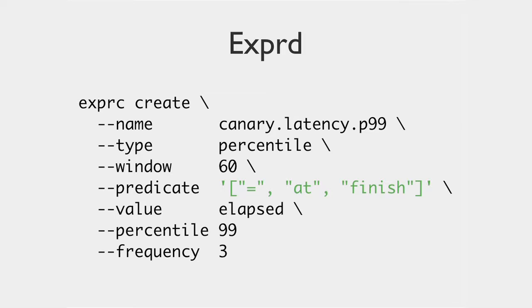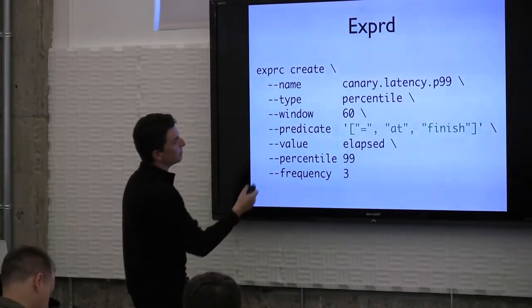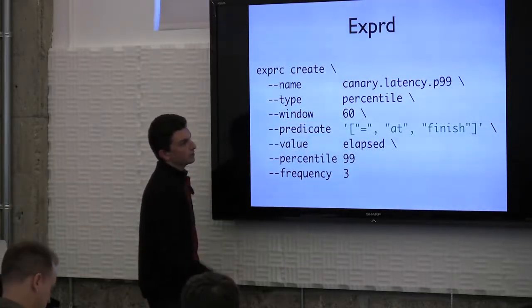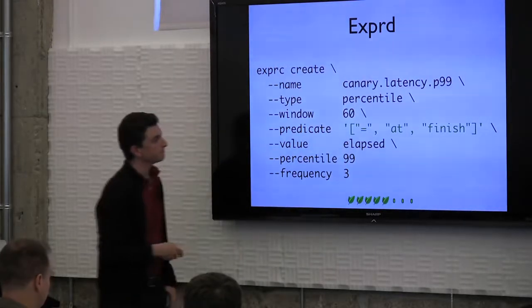ExpressionD then allows you to dynamically roll that up in different ways. So here, for example, we're saying create a metric within this service, ExpressionD, that allows me to roll up into 99th percentiles over 60-second windows for events that match that description.